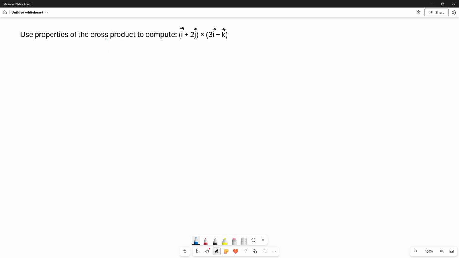Use properties of the cross product to compute i + 2j cross 3i - k.